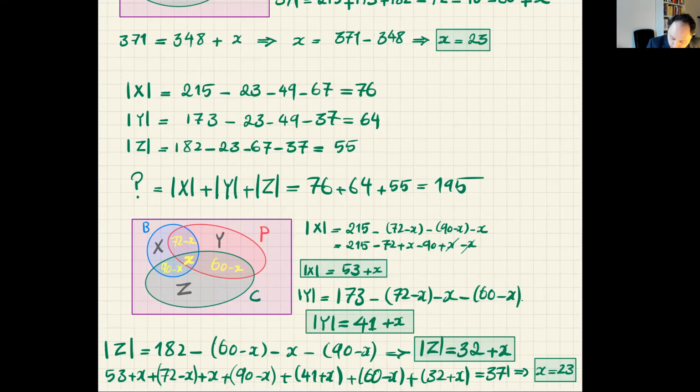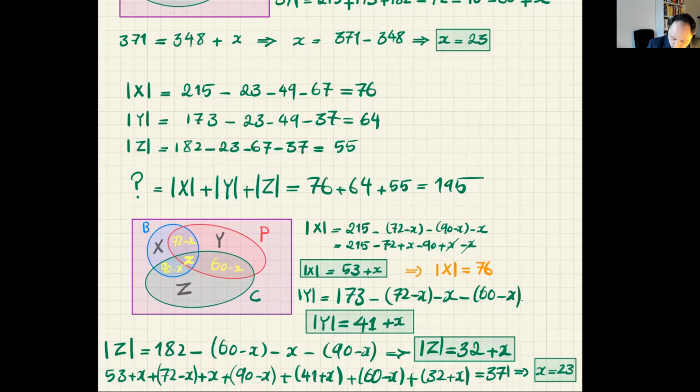So I can put this back here. I can put this here. I immediately get the cardinality of x. So this implies that the cardinality of capital X is equal to 23 plus 53, which is 76.